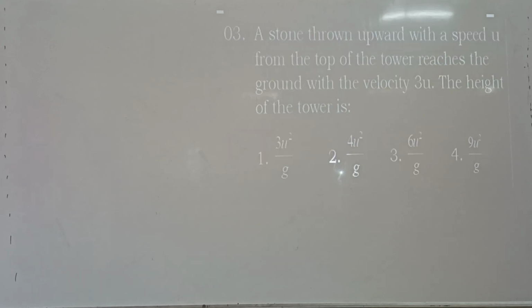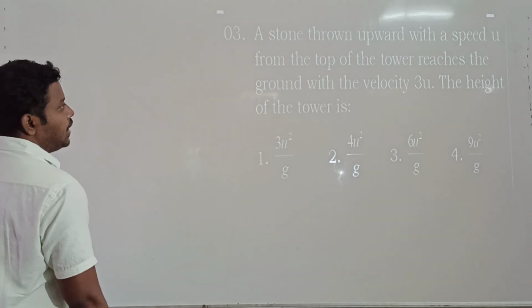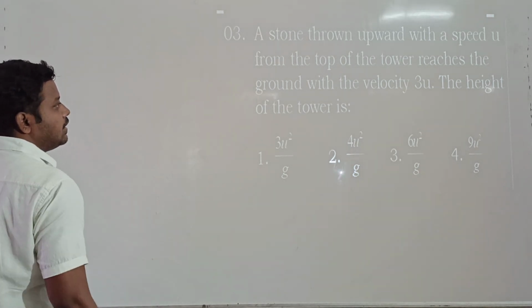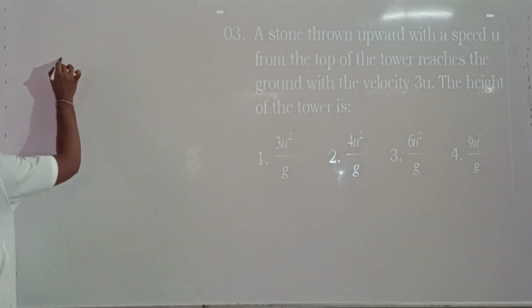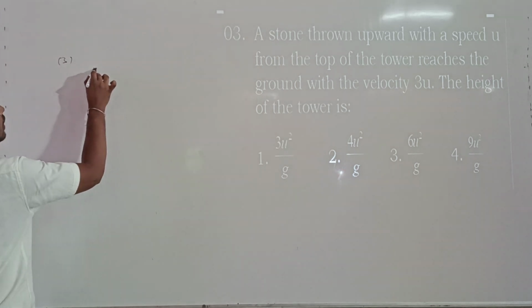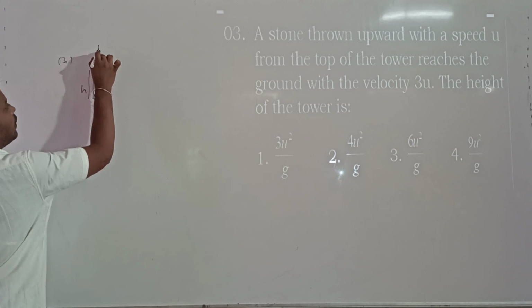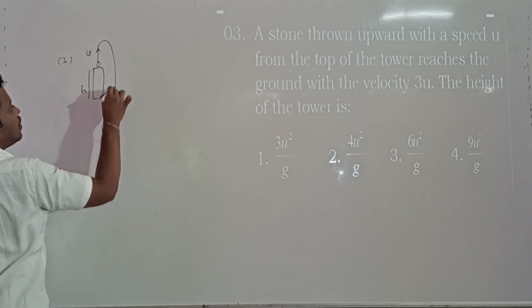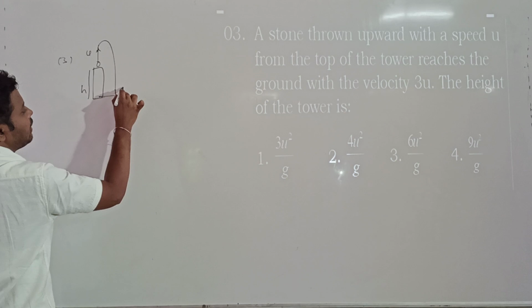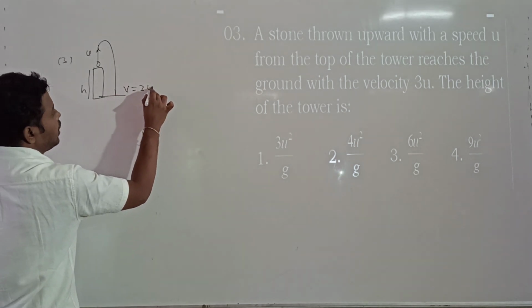Third question. A stone is thrown upwards with a speed u from the top of the tower, reaches the ground with a velocity 3u. So what is the height of the tower? Projection from the top of the tower. Let me call the tower of height value h. Stone is thrown vertically upwards with a velocity u. So it is reaching the ground with a velocity given as, so v value is equal to 3u.